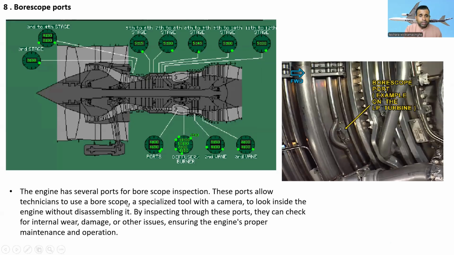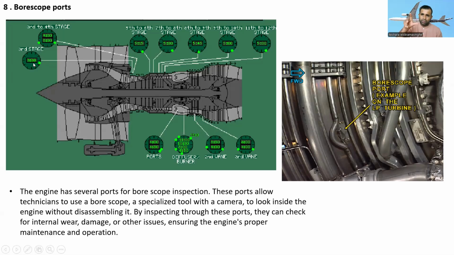The engine has several ports for Borescope inspection. These ports allow technicians to use a Borescope, a specialized tool with a camera, to look inside the engine without disassembling it. By inspecting through these ports, they can check for internal wear, damage, or other issues, ensuring the engine's proper maintenance and operation.